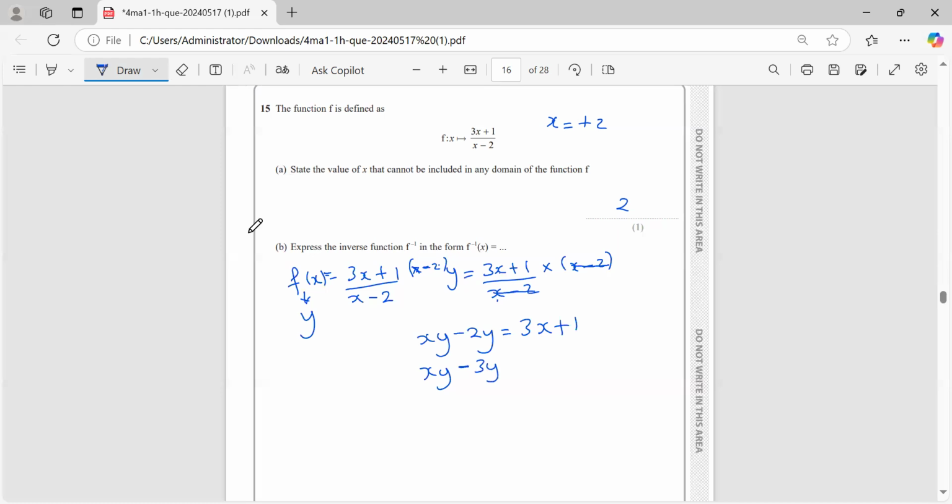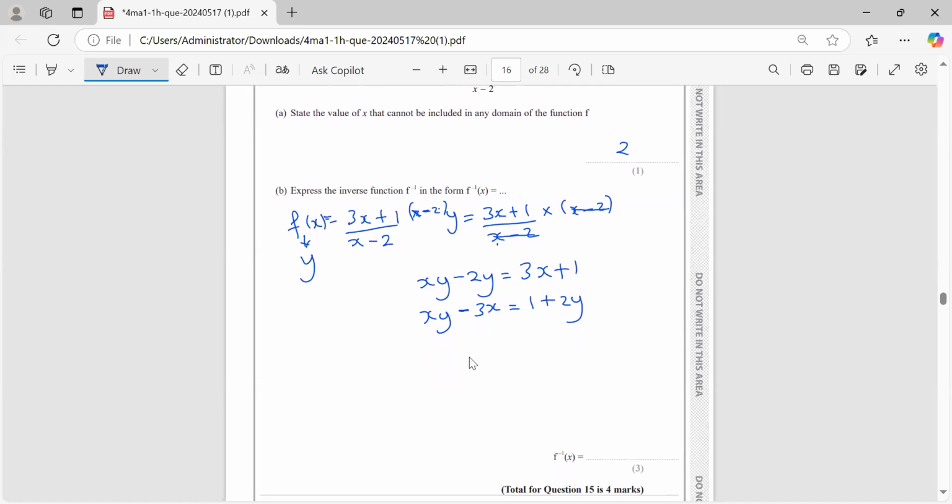My bad. Let me just get rid of that y. Okay. All right. Minus 3x, which is equal to 1, this 1, and then this 2y goes over there. It's negative 2y, so it becomes positive 2y, right? And then I factor out x from here. So if I factor out x, I'm going to get x, y minus 3 is equal to 1 plus 2y.